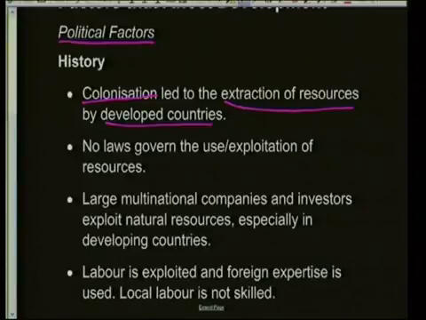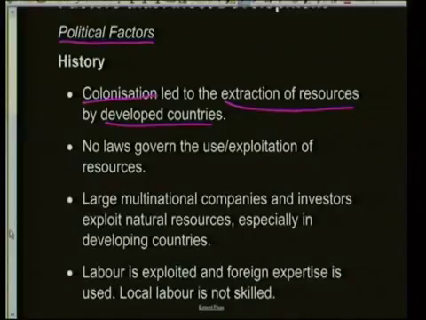So the developed countries went into the developing world, found what resources they needed, and they had the means and the technology to extract those resources. And this has a huge knock-on effect for development, because for those developing countries to grow and develop, they need to actually be getting their own resources out of the ground and selling them to the developed countries. Our next point, no laws govern the use or exploitation of resources.